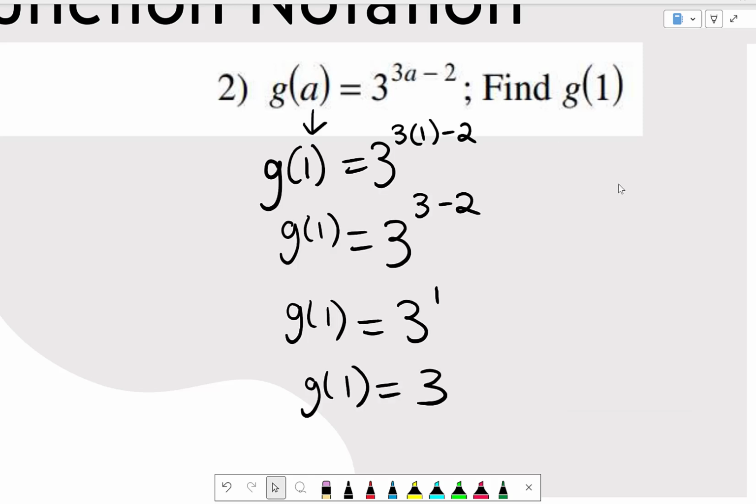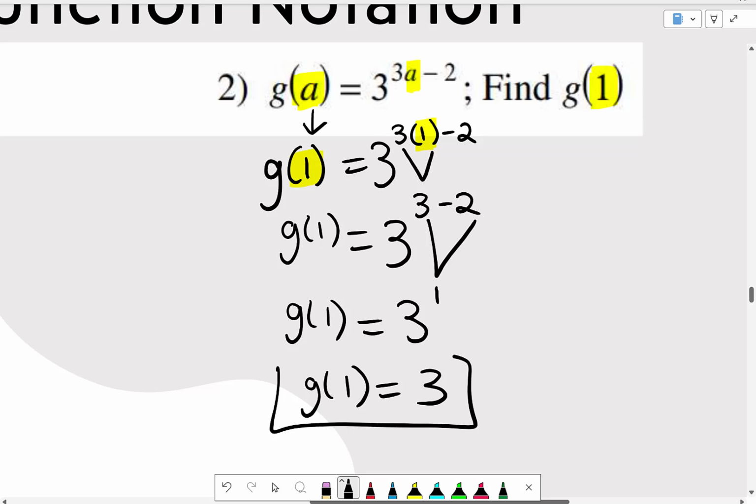All right, the final answer is 3. So here, remember this time we're changing a to the number 1. Okay, so this a becomes 1. And then we're going to simplify. 3 times 1 is 3. And in the exponent, we're doing 3 minus 2 is 1. 3 to the power of 1 is 3. This is our final answer.